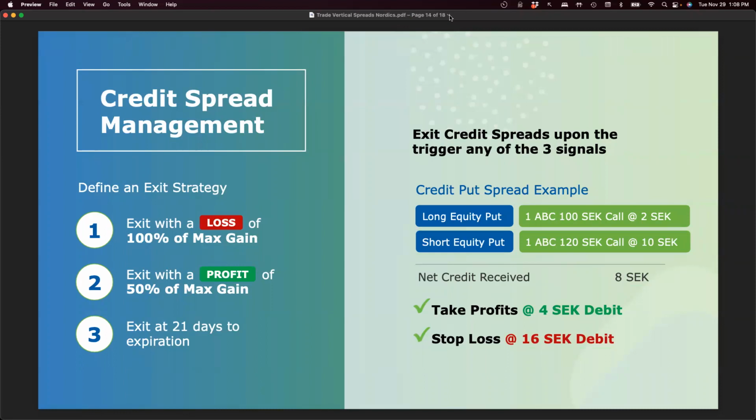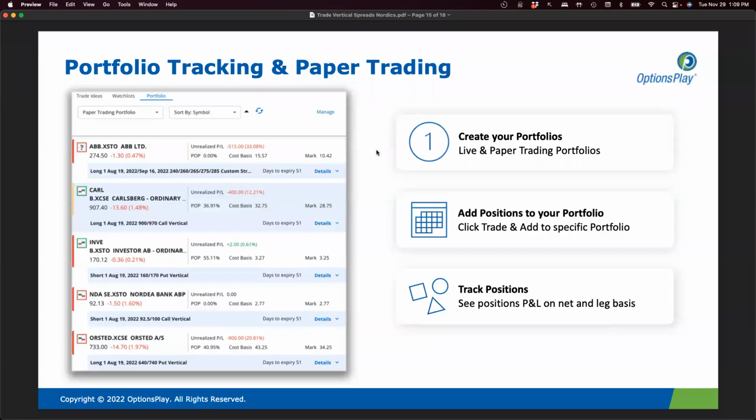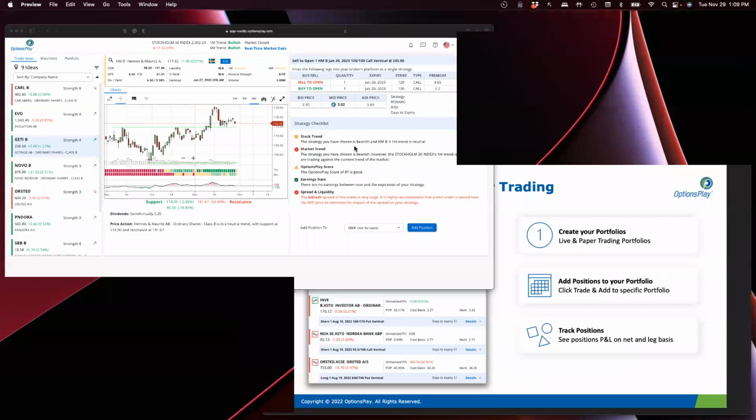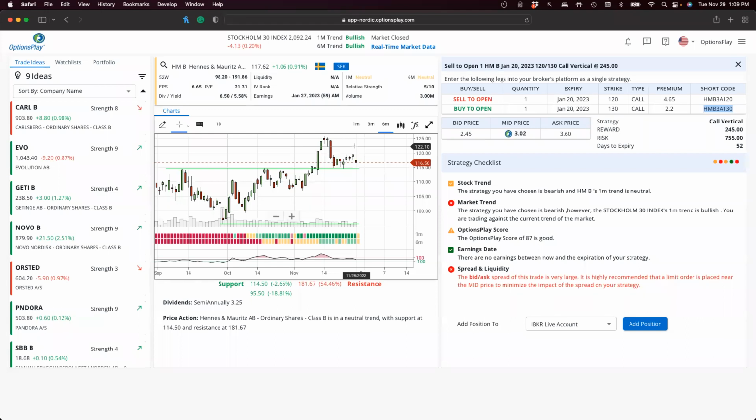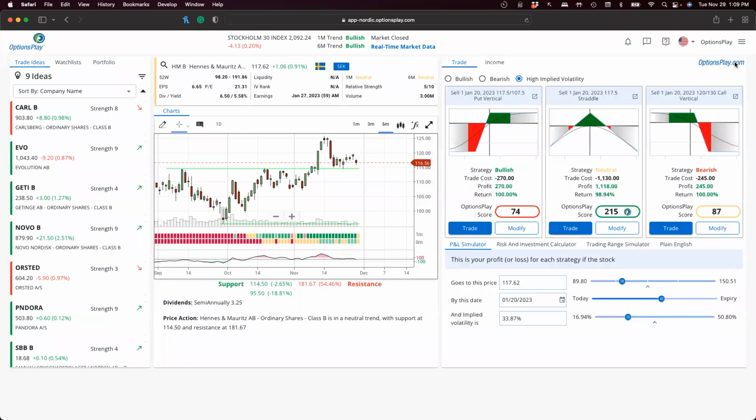Perfect. Okay, so last piece, let's talk a little bit about the portfolio tracking and paper trading. So we've recently launched paper trading on optionsplay.se, which means that if there's anything that you've learned here today that you need some more time on, and especially if this is your first time learning this, I guarantee you're going to need more time before you're ready to execute these trades in your own portfolio.